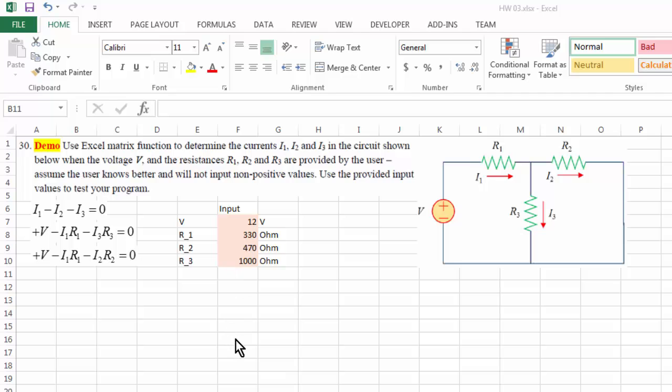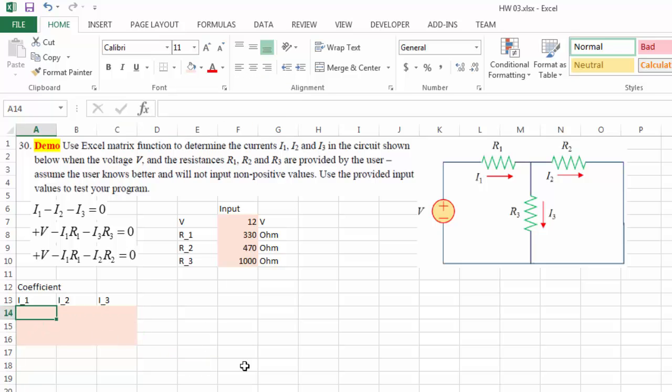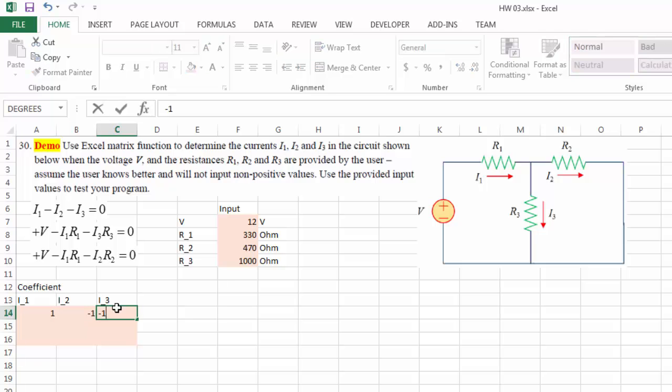Okay, so now I'm going to set up a coefficient matrix that represents the coefficients of my 3 unknowns, I1, I2, I3. So I want to make a note here so I know that these are my 3 unknowns in this order. Okay, so this space right here is my coefficient matrix. So from the first equation, the first coefficient is 1, and then -1, and then -1.